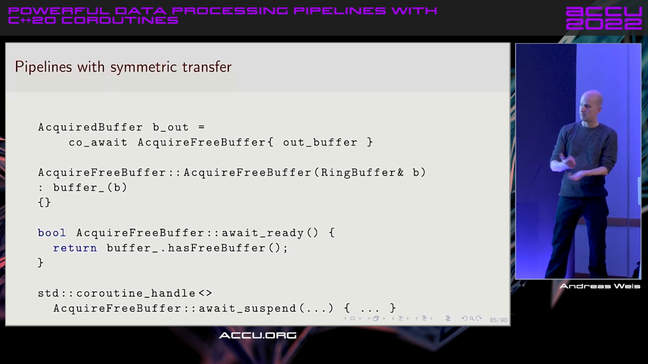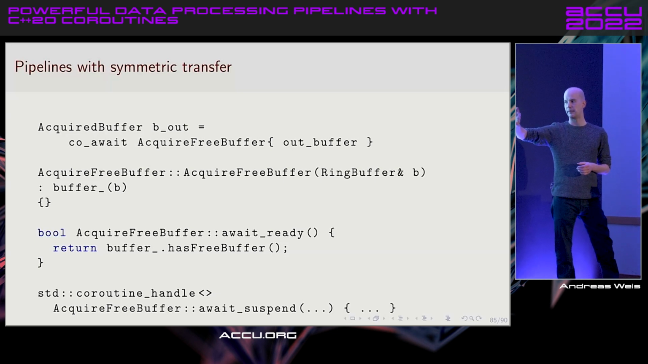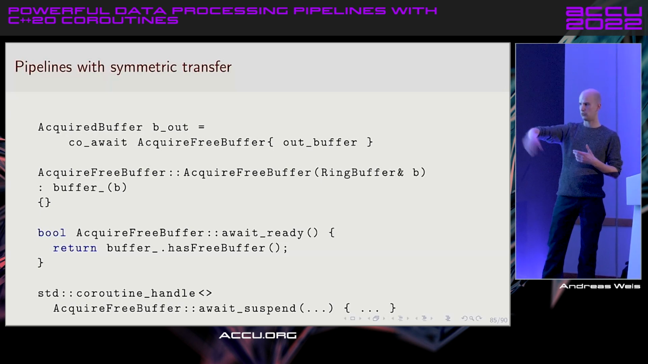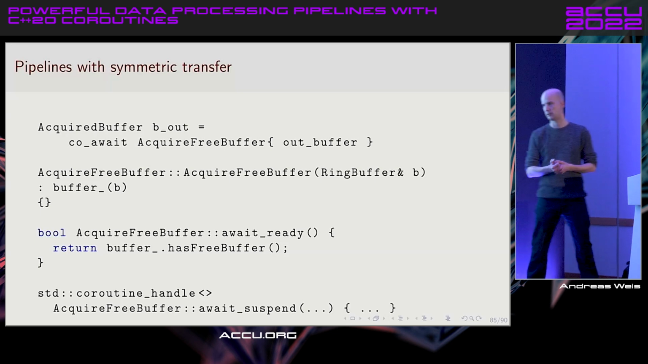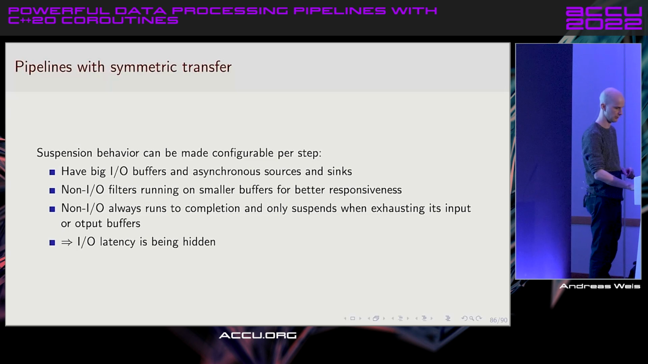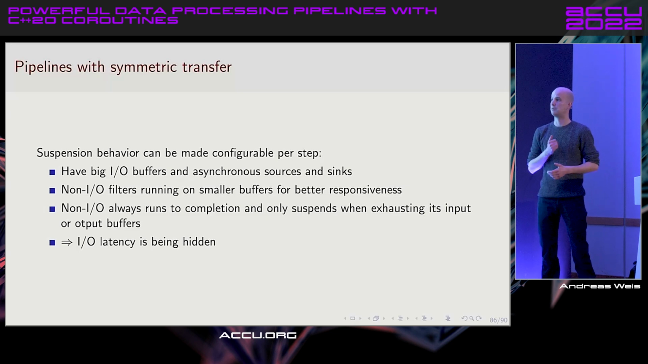Yeah, but if we do decide to go to sleep eventually, then again the trick is the await suspend, then returns the coroutine handle that we stored before in this initial acquaintance phase, and now we can pass control back around. So, pipelines with symmetric transfer.